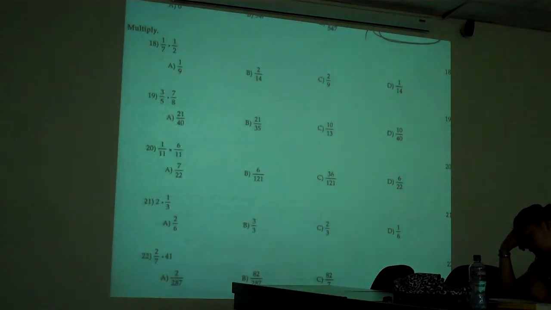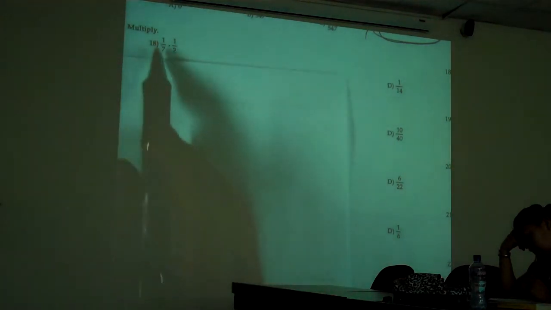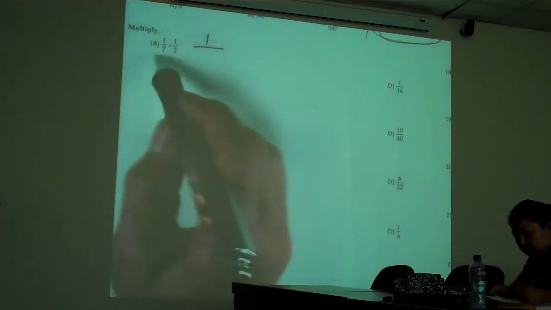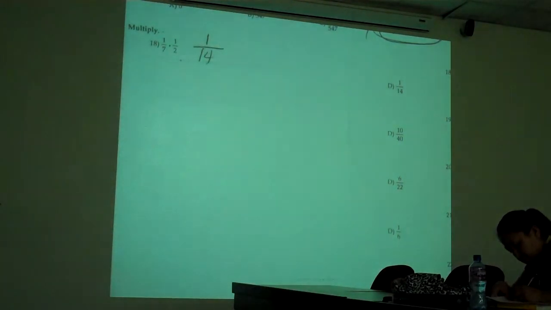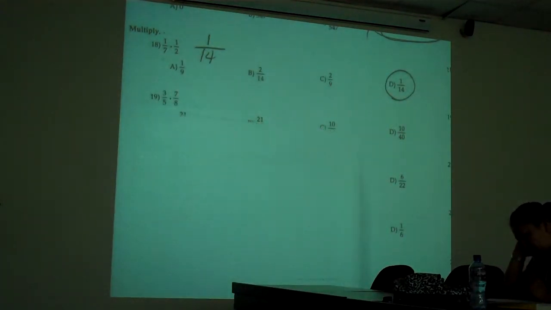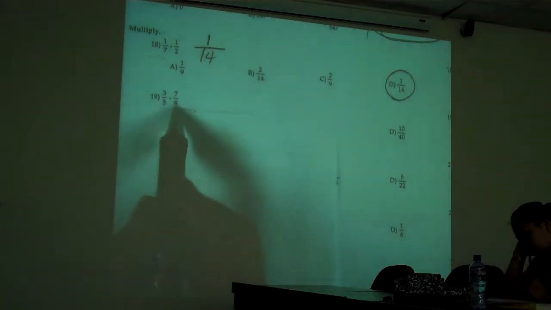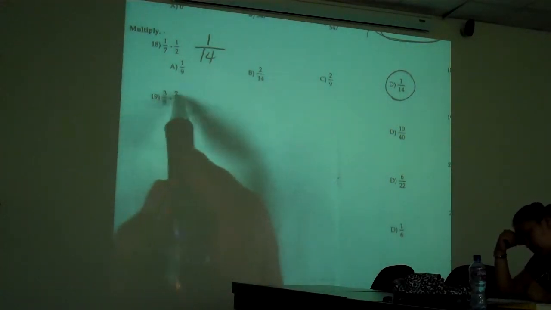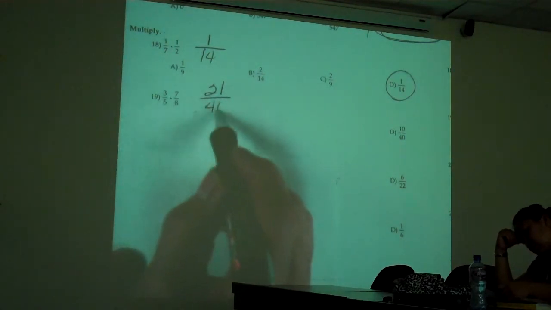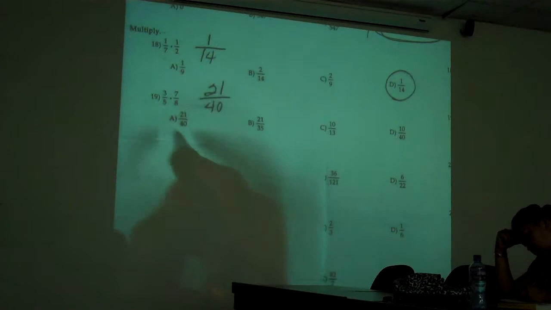Multiply. 1/7 times 1/2. Okay? You can just go straight across. 1 times 1, 1. 7 times 2, 14. That can't be reduced. 1 over 14. Number 19, 3 over 5 times 7 over 8. Is there any reducing first? Any canceling? No. 3 times 7, 21. 5 times 8, 40. 21 over 40.